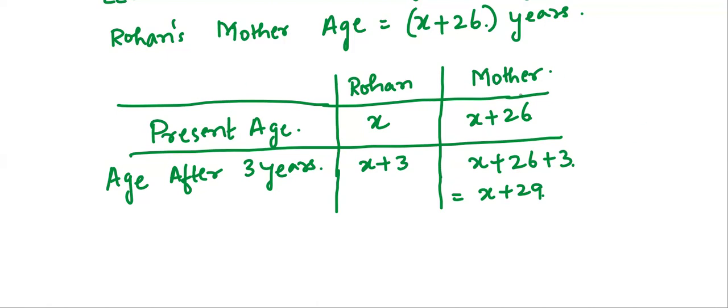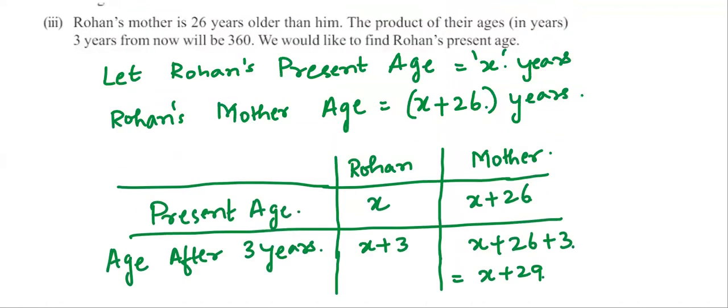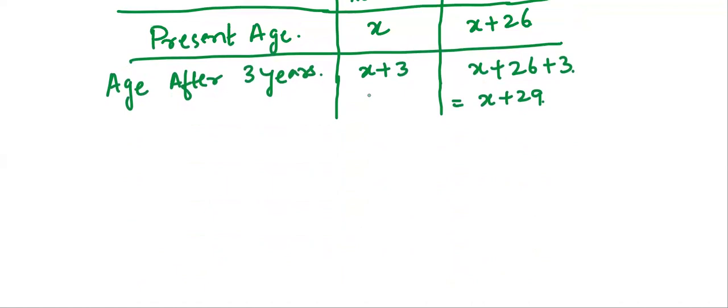Clear? Now using this table, we will form the equation so that we don't make any mistakes. What is given? The product of their ages 3 years from now will be 360. Three years from now, the age of Rohan will be x plus 3 and the age of his mother will be x plus 29. So the product is, we have to multiply. So (x plus 3) into (x plus 29) is equal to 360.